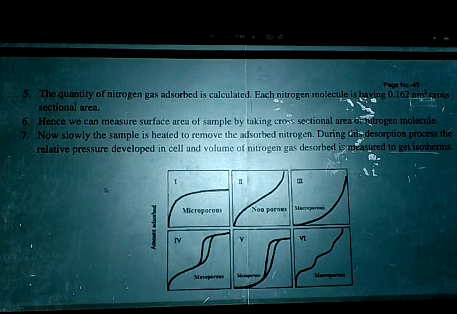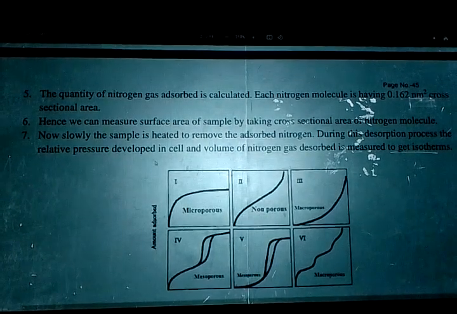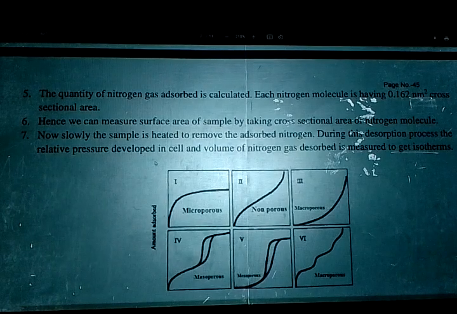So see the last point. Now slowly the sample is heated to remove the adsorbed nitrogen. During this desorption process, means when the nitrogen is getting removed, during that process the relative pressure developed in the cell and the volume of nitrogen gas desorbed are measured to get the isotherms.